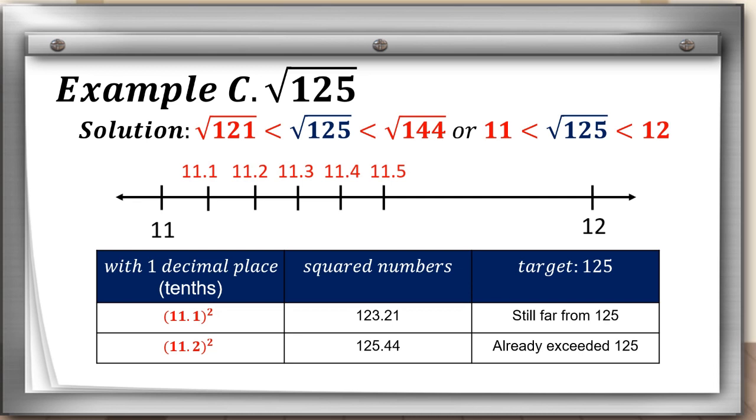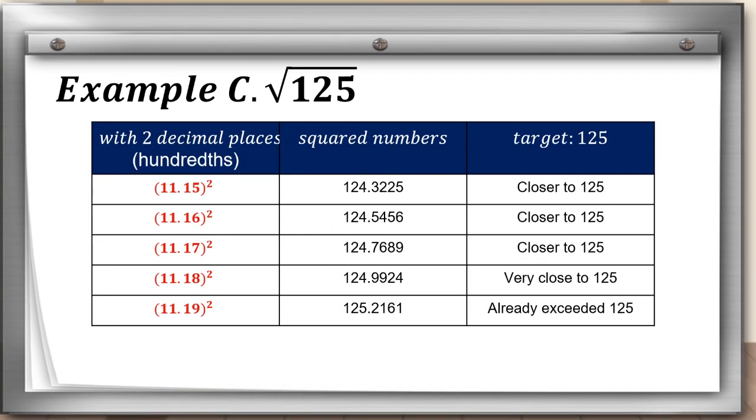Very good! Mas malapit ang 125.44 kaysa sa 123.21. So we will choose 11.2 for further estimation on hundredths place. Let's start with 11.15 squared, which is 124.3225, and that is closer to 125. Next, 11.16 squared, which is 124.5456, and that is closer to 125.